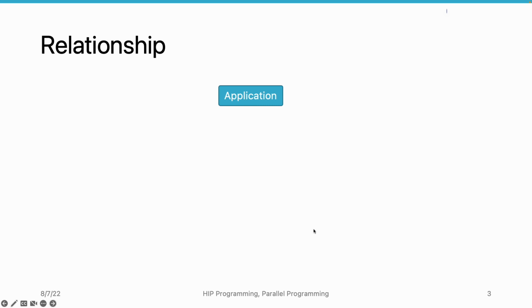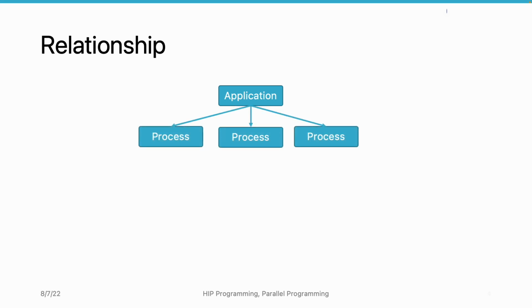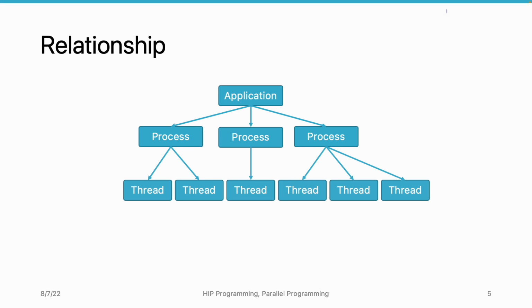Typically, as programmers, we develop applications. An application can be either a web browser or a large-scale physics simulation. Any application can be divided into one or more processes. Then, each process can be further divided into one or more threads. So, applications, processes, and threads can generally be organized in a tree structure.